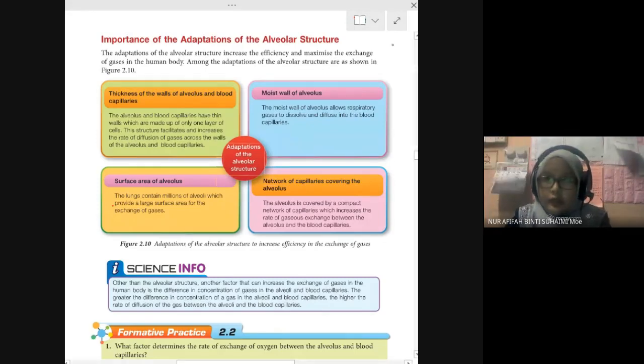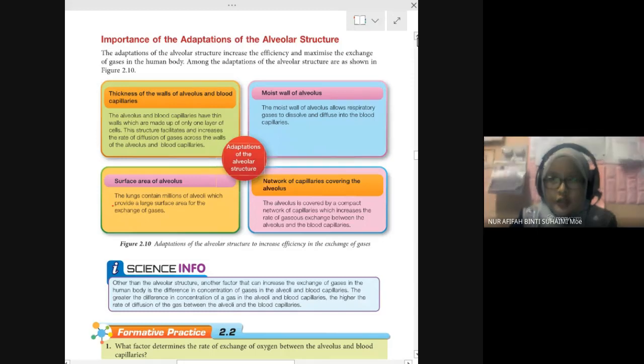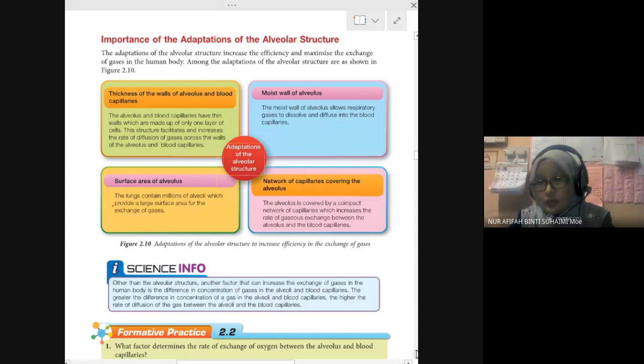In chapter 2 respiration, we have 5 units. Yesterday we learned about gas exchange in the alveolus, the diffusion process that occurs in the alveolus, and the characteristics of the alveolus. Adaptation of the alveolar structure: it must be one cell thick, moist, have a big surface area, contain millions of alveoli, and also have a network of capillaries around the alveolus.